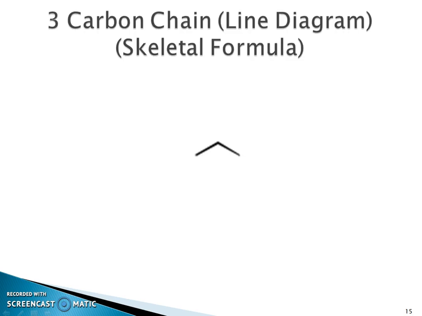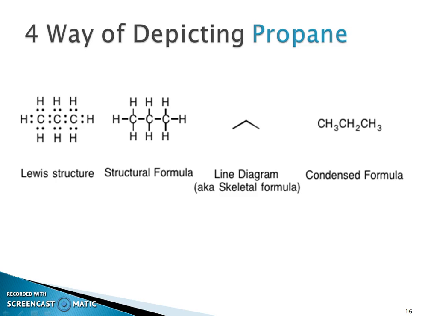And then the line diagram, or the skeletal formula, again, it's nice and condensed, but now you have to make sure you're understanding that each one of these angles, or each one of these lines, would represent a carbon here, a carbon here, a carbon here. And because there's no other element, it's understood that there would be 3 hydrogens here, 2 hydrogens here, and 3 hydrogens here. So there you go, all together, propane.